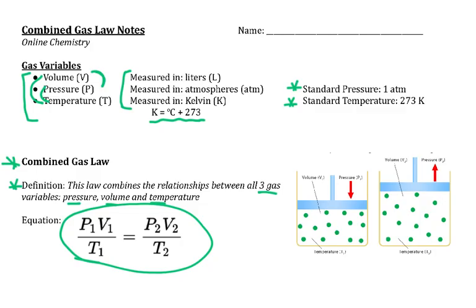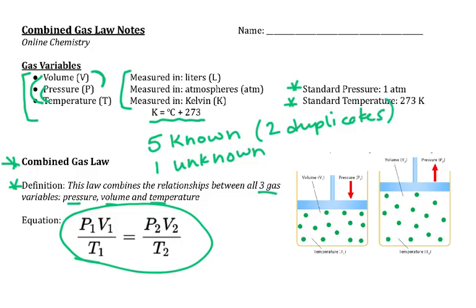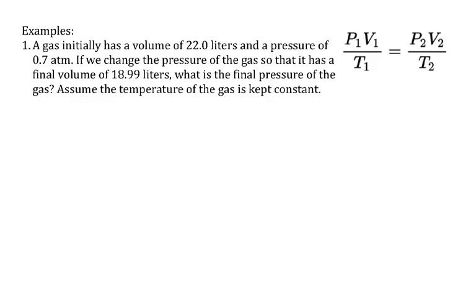How we can identify this is if we have 5 known values, where we have 2 pressures, 2 temperatures, and 1 volume, and we're looking for that 6th value, the other volume. So we're going to have 5 knowns and 1 unknown. And we're going to have 2 duplicates, and then one other thing that we're looking for. So 2 duplicates being we would have 2 pressures and 2 volumes and only 1 temperature, or some similar combination of that. All right, so let's look at an example.